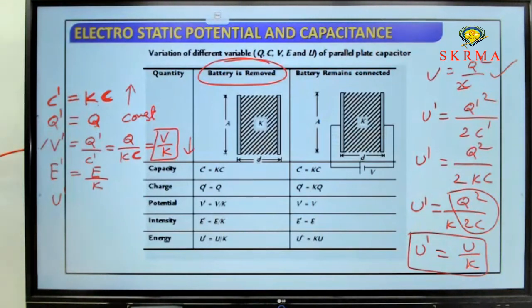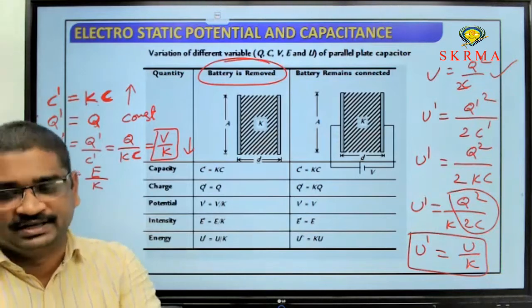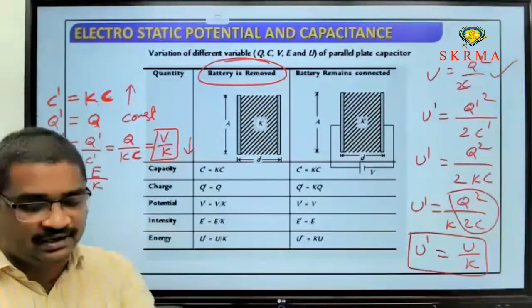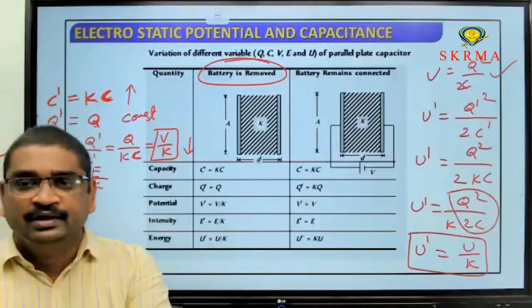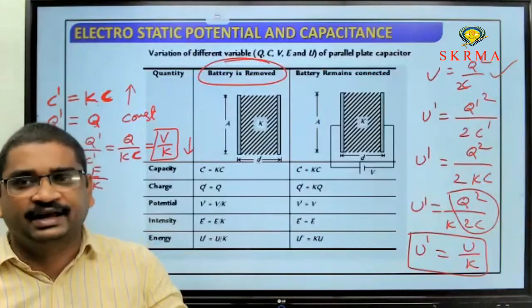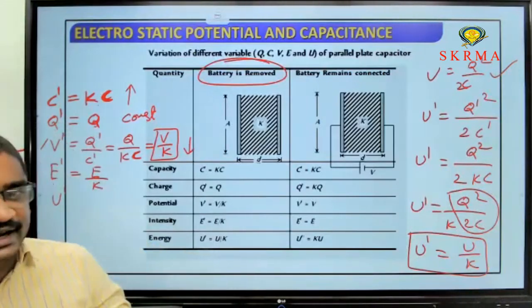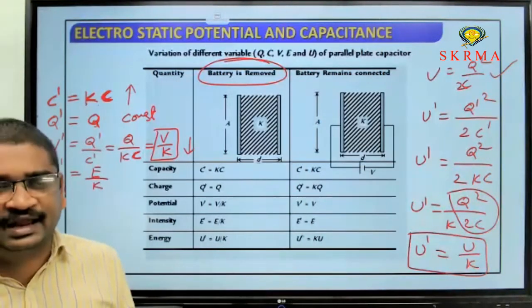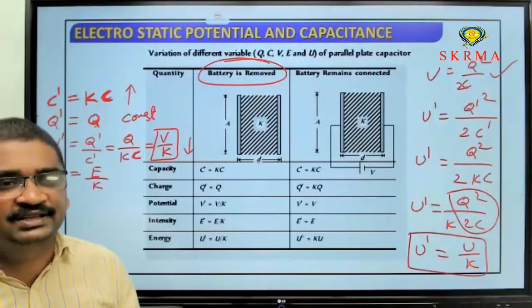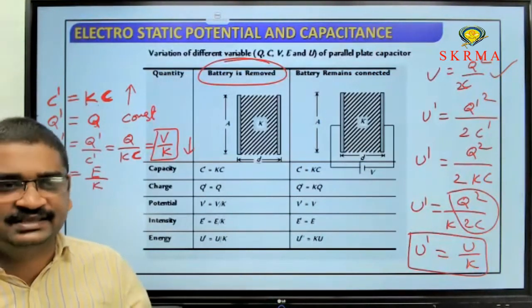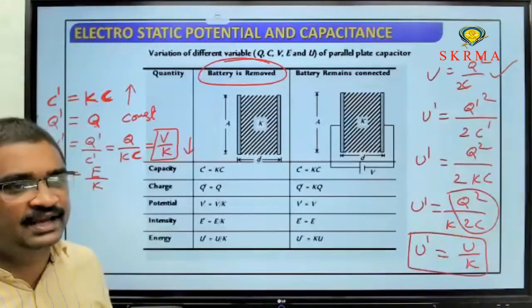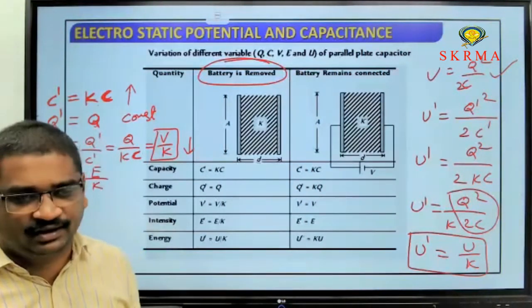This topic is important for theoretical conclusions. This one is very important for theoretical conclusions. That means they make you like this. So, for example, a capacitor is connected to battery and a dielectric is introduced. Then what is the new charge? Will it increase, decrease, stay same, or none of the above? Like that, they will give theoretical questions on this one.